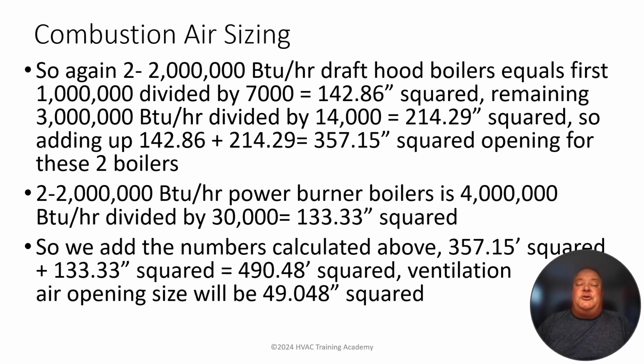Adding those together brings us a total of 357.15 inches squared opening for these two boilers. For the two 2 million BTU power burner boilers, we take the whole input, 4 million BTUs per hour, divided by 30,000, which is going to equal 133.33 inches squared. Now that we have both of those, we can add those two numbers together to come up with our grand total opening size, which in this case, 357.15 inches plus 133.33 inches squared is going to equal 490.48 inches squared. Your ventilation air opening size will be 10% of that, so 49.048 inches squared.